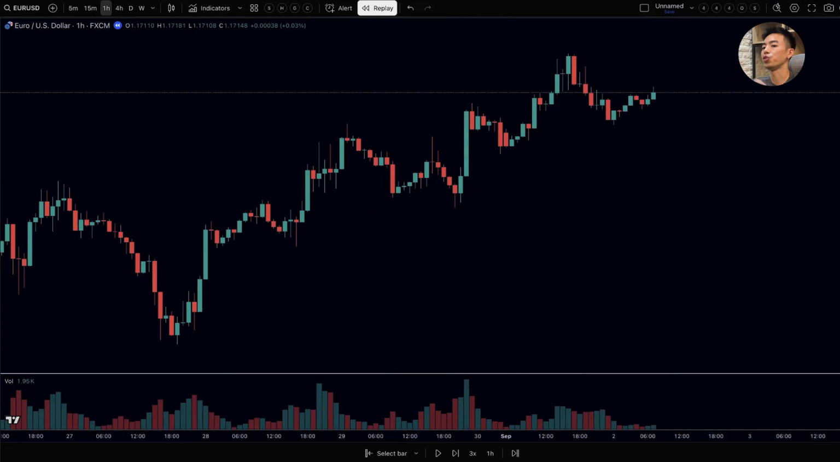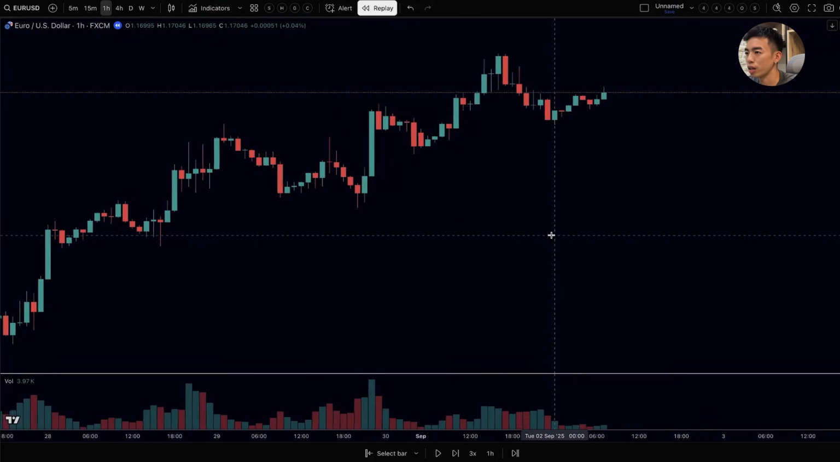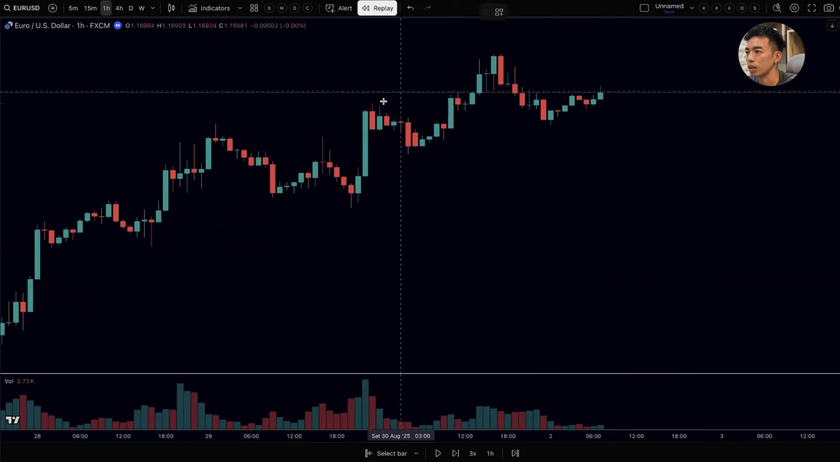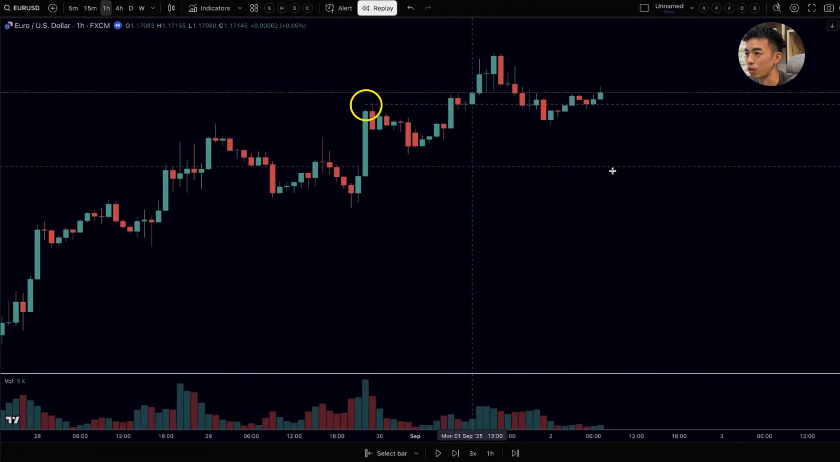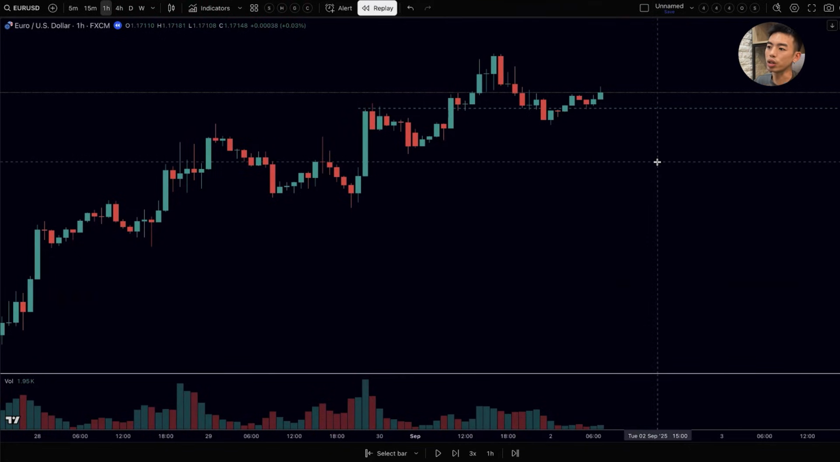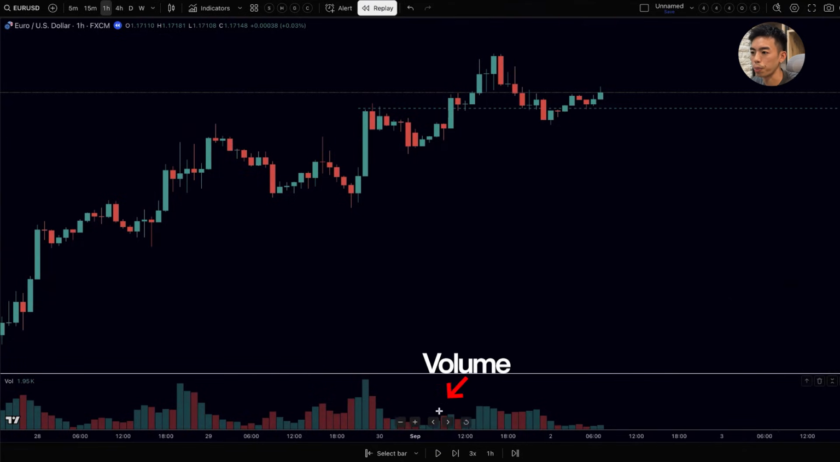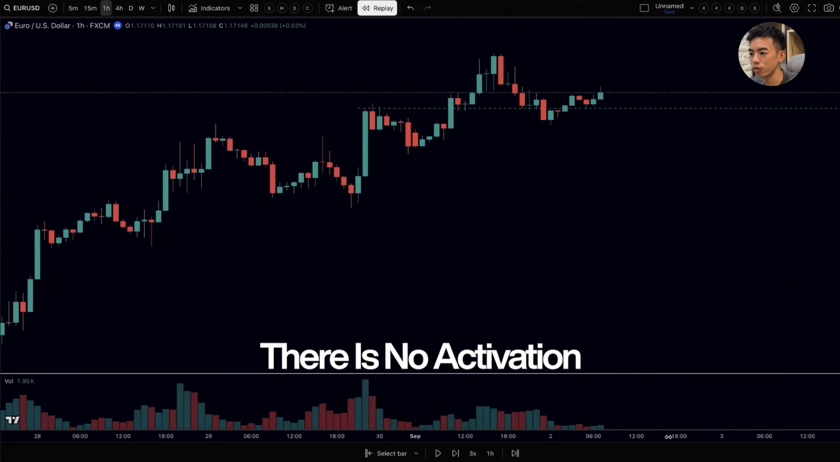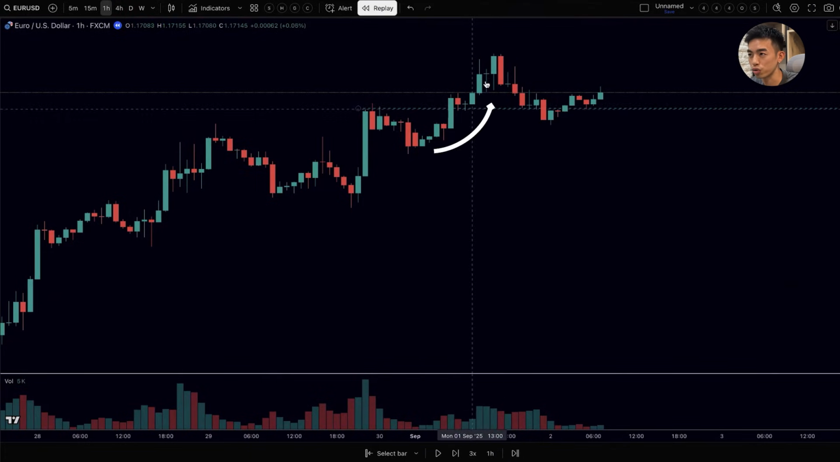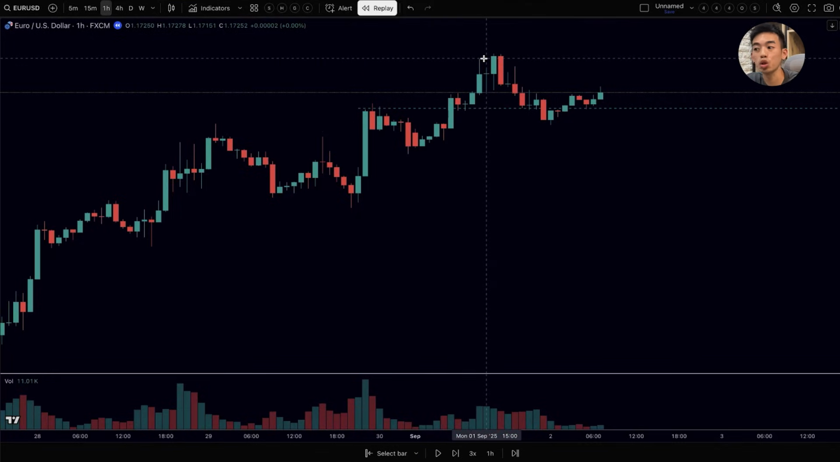Now, right here, we have the EURUSD in a clear uptrend. Now we see the higher highs and higher lows coming in. And finally, at the very top here, we see the next high breaching this area right here. And right now, price is pulling it back slow and steady into this SNR zone right here. Now, notice that everything on the chart looks picture perfect. But if we look at the volume right at the bottom here, there is absolutely no activation whatsoever on this move up. Ideally, you want to see activation as price makes a breach towards the upper side. In this case, we do not see that at all.